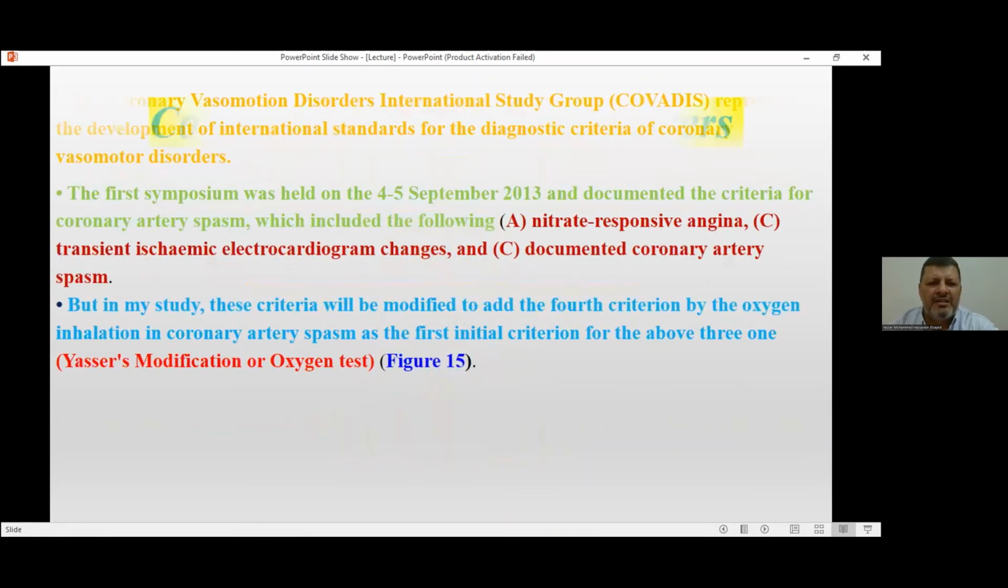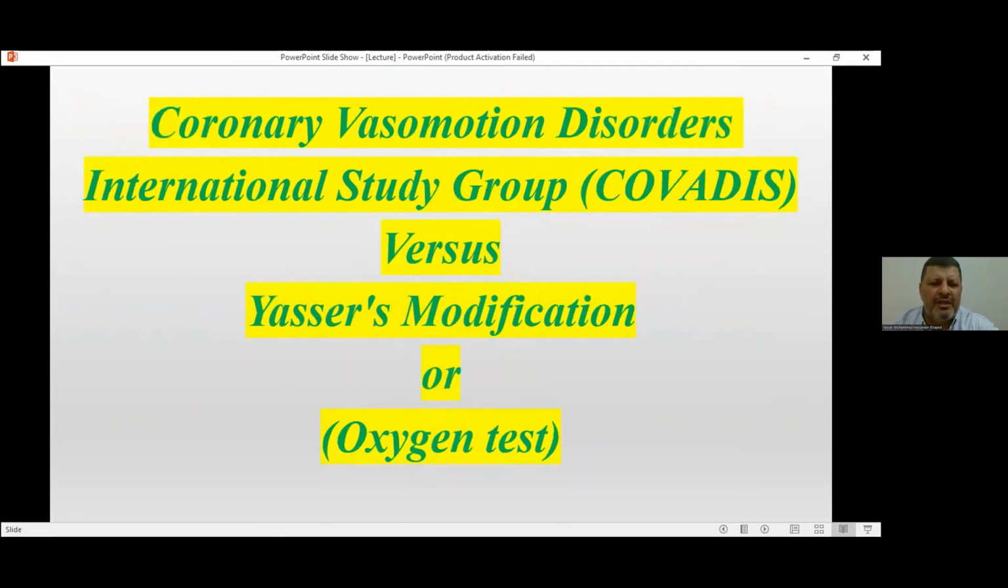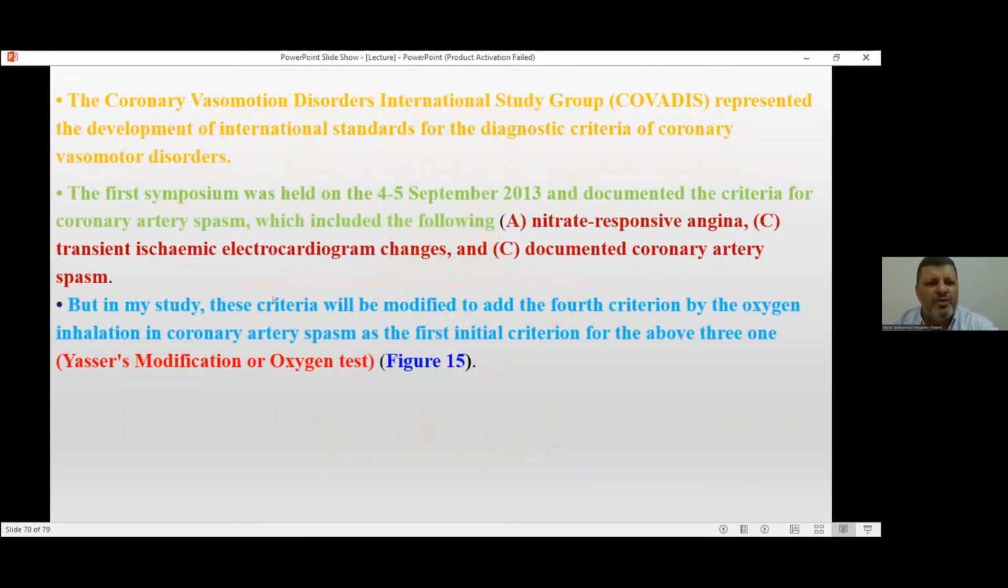Conclusion. The Coronary Vasomotor Disorders International Study Group (COVADIS) represented the development of international standards for the diagnostic criteria of coronary vasomotor disorders. The first symposium was held on 4 to 5 September 2013 and documented the criteria of coronary artery spasm, which included the following: nitrate-responsive angina, transient ischemic electrocardiographic changes, and documented coronary artery spasm.